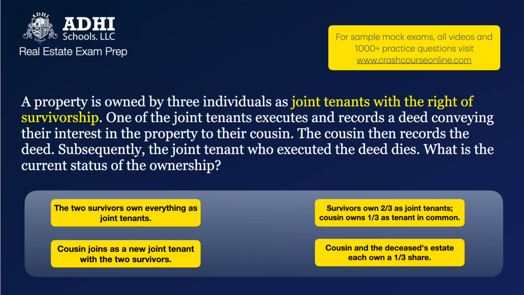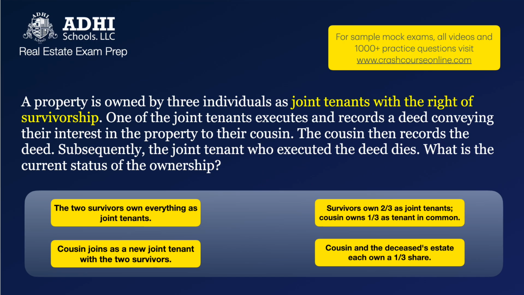So this question says a property is owned by three individuals as joint tenants with the right of survivorship. One of the joint tenants executes and records a deed conveying their interest to the property to their cousin. The cousin then records the deed. Subsequently, the joint tenant who executed the deed dies. What is the current status of the ownership? So we really have to unpack a few things in this question, and then I'll pause and give you a second to answer in the comments as to what you think the correct outcome is. But let's break down each of these terms.